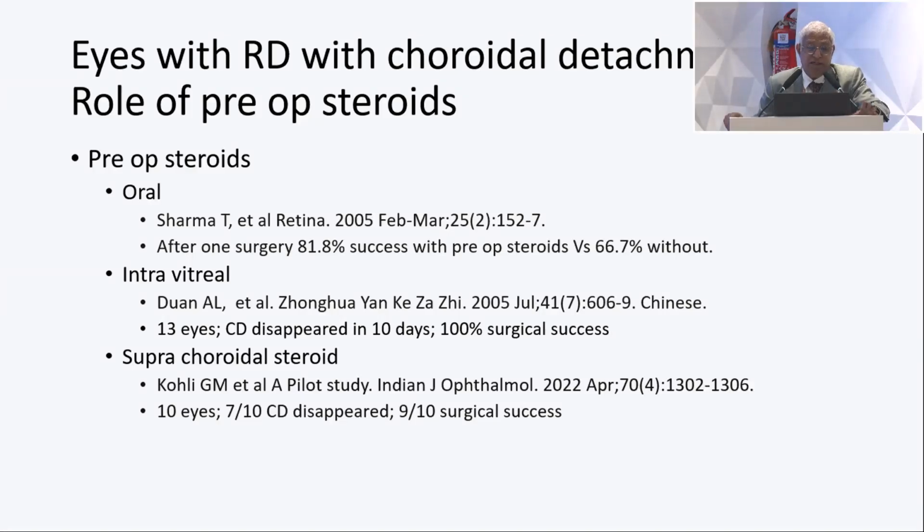Of 13 eyes, the choroidal detachment disappeared in about 10 days after giving intravitreal triamcinolone, and there was 100% surgical success. With suprachoroidal steroid also, the success rate has similarly improved, but not as good as intravitreal steroids. You see the choroidals disappeared only in 7 out of 10 cases, and there is a 90% surgical success.